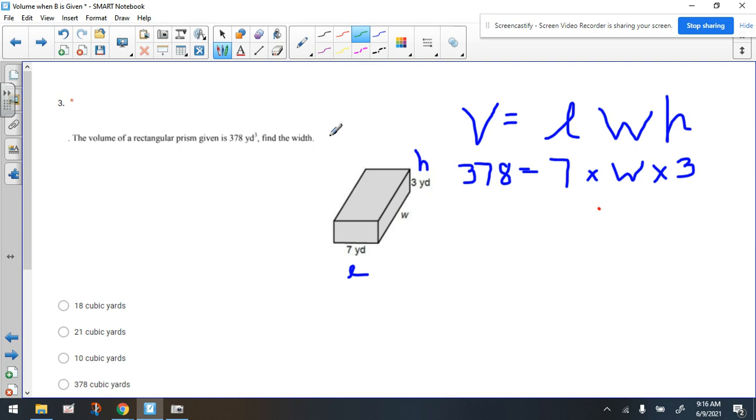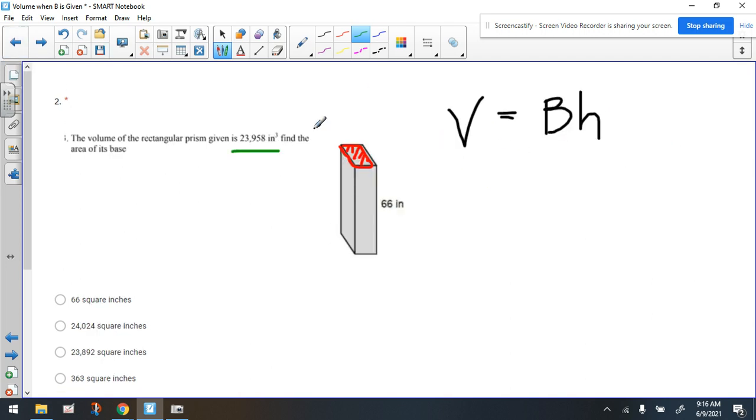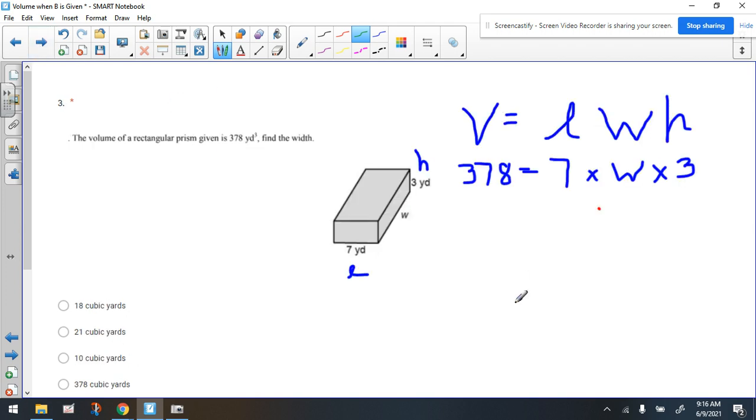Now, if we look at number 3, this one's a little bit different. So you would have to know when to use this formula, because remember, there are 2 formulas for prisms. This one for rectangular prisms when you're looking at having the dimensions and not the area, and the other one that we were just looking at just a few seconds ago, if we're talking about finding the base or being given the base.